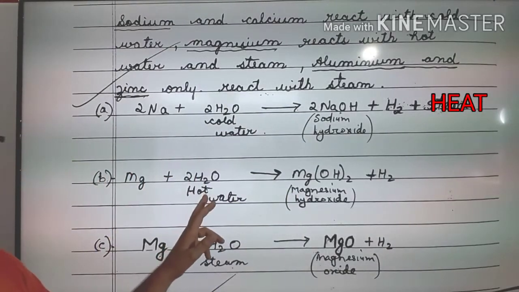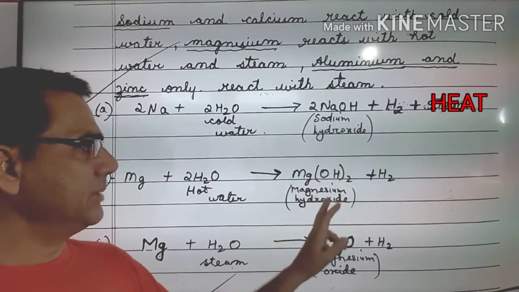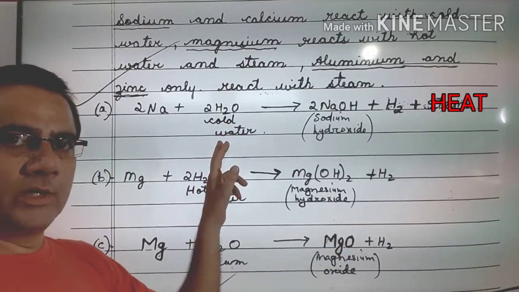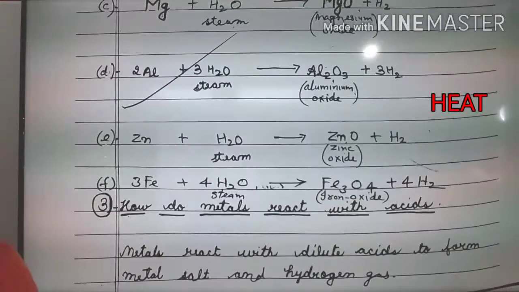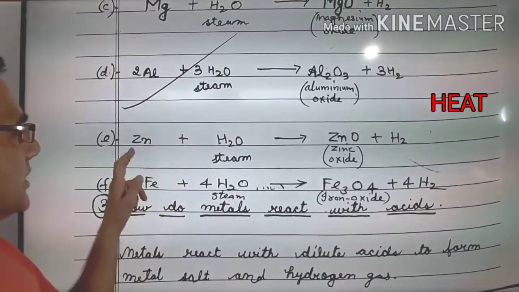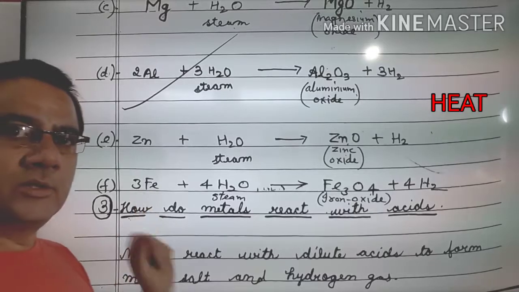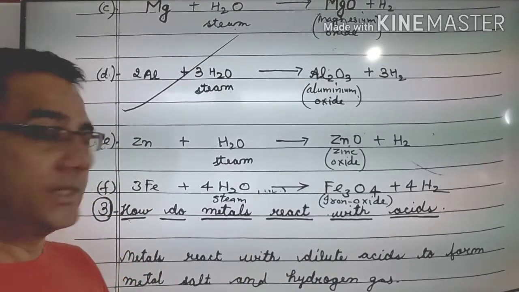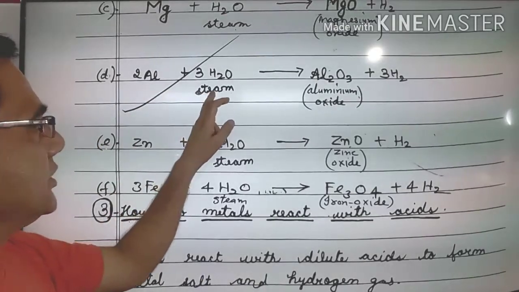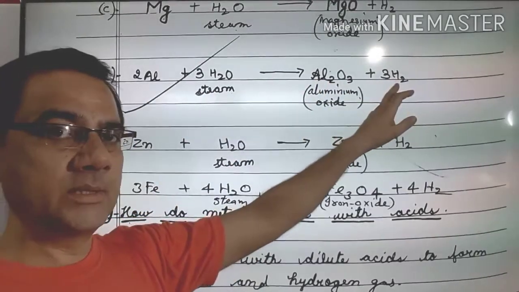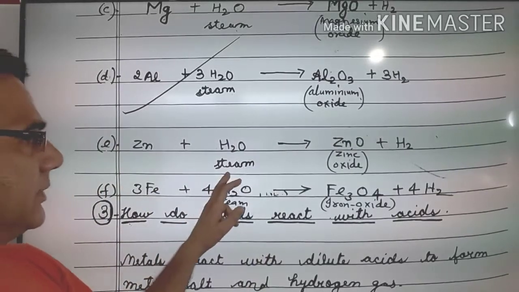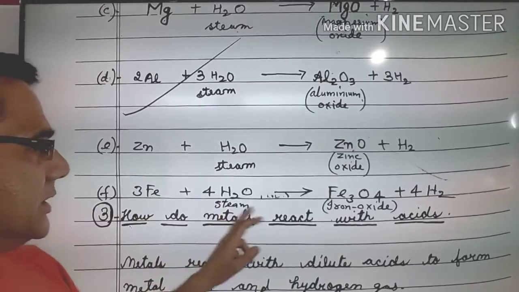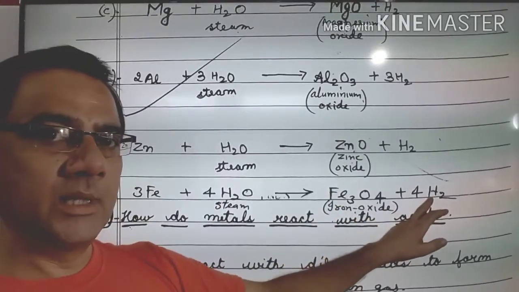Magnesium plus water forms magnesium hydroxide plus hydrogen. You see here sodium is reacting with the cold water only. Aluminium, zinc and iron, these all three elements react with the steam, and what do they form? Metal oxide. You see aluminium plus steam forms aluminium oxide plus hydrogen. Zinc plus steam gives rise to zinc oxide plus hydrogen. Iron reacts with the steam, it forms iron oxide plus hydrogen.